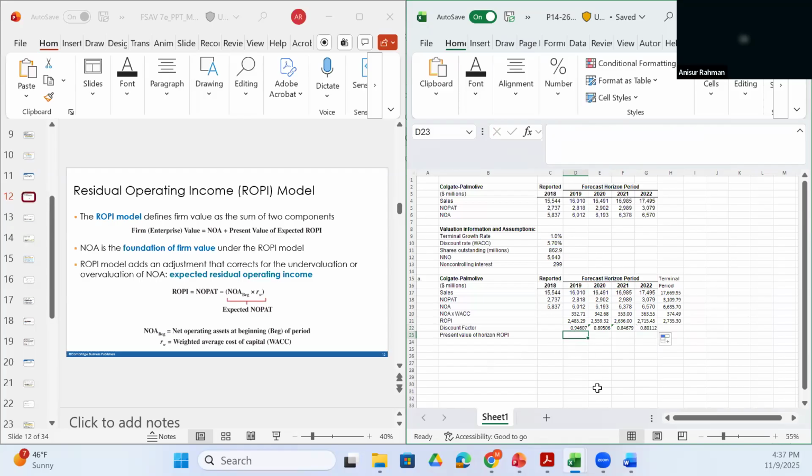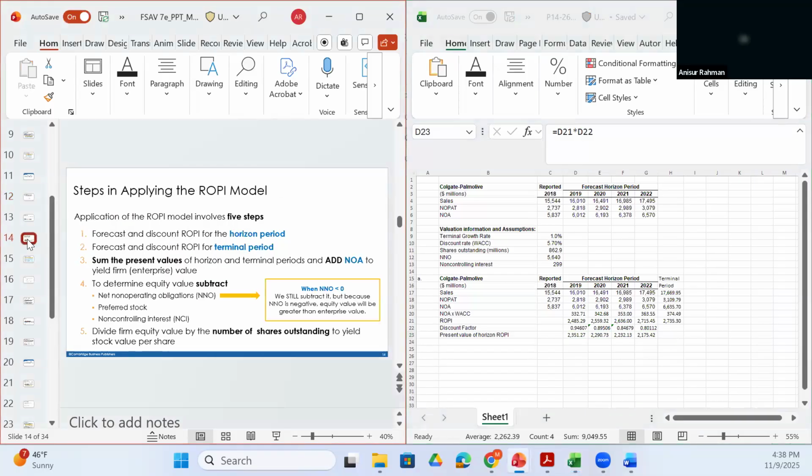Now, to calculate present value of ROPI, we have to take our ROPI, multiply by the discount factor. Okay, so we calculated the present value discounted. Now, what was the next step? We have to forecast and discount ROPI for terminal period. So we have already forecasted ROPI for the terminal period. We need to discount it.